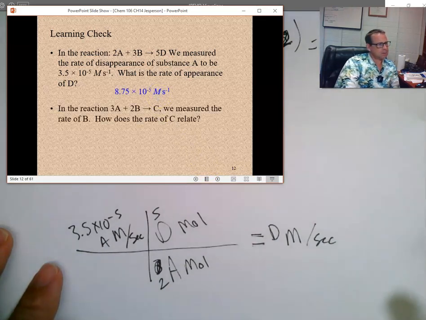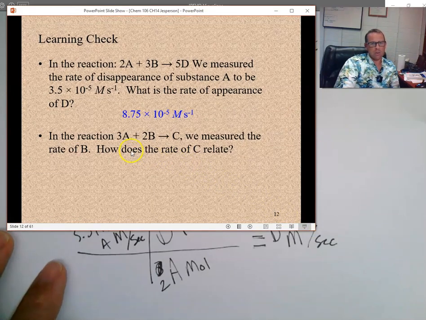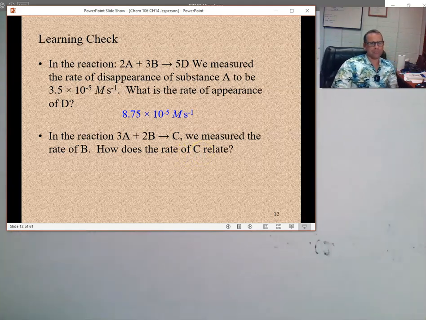Excellent. So, Camille, here we go. Another reaction. 3A plus 2B equals C. We measured the rate of B. How is the rate of C going to relate to the rate of B? It's going to be doubled. Doubled? So, is that what you said? So we measured the rate of B. How does... It's going to lose 2. Lose 2? Is it like the top one? It is. Similar to the top one.